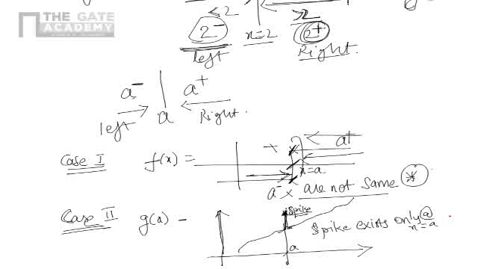That is, g of x is the same everywhere, whereas it is taking some value at x equal to a. Rest everywhere, apart from x not equal to a, it follows a pattern.